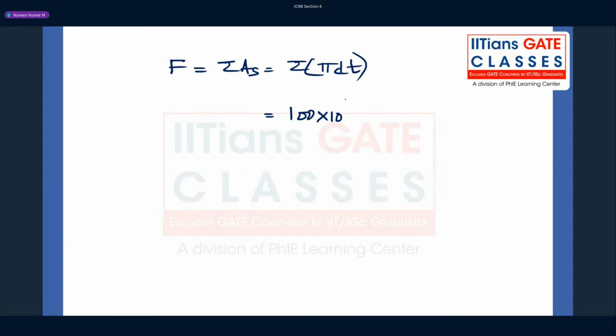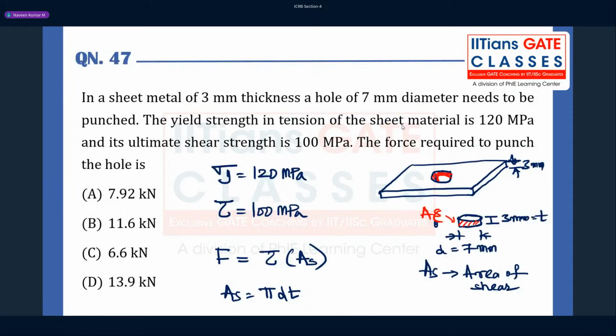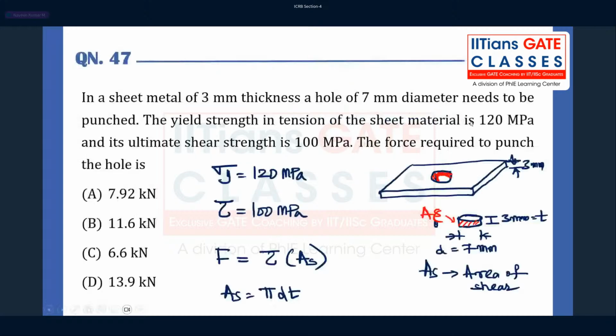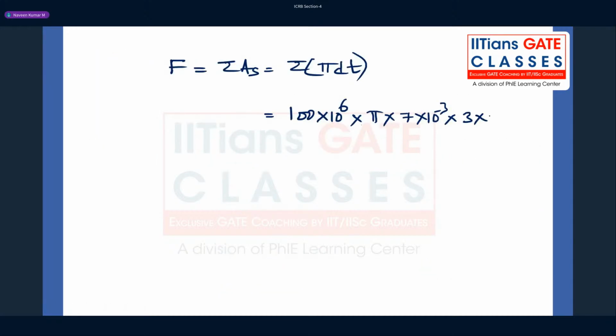10 to the power of 6 pascals into pi into d, which is 7, so 7 into 10 to the power of minus 3 meters. Pascal into meters square will give you newtons. So 7 into 10 to the power of minus 3 into 3 into 10 to the power of minus 3. So this will cancel.